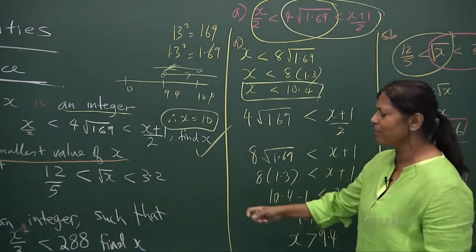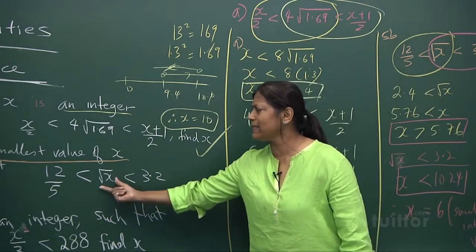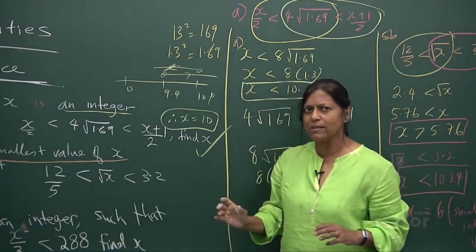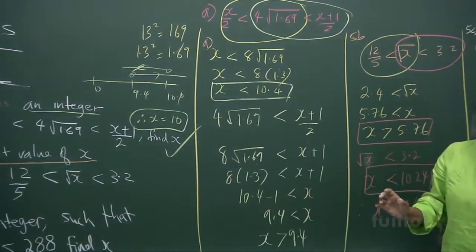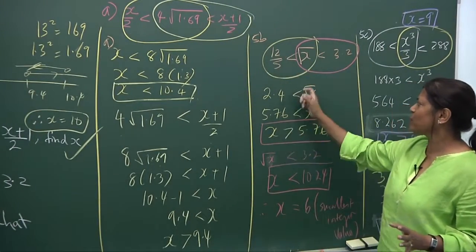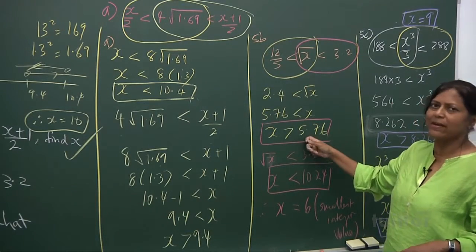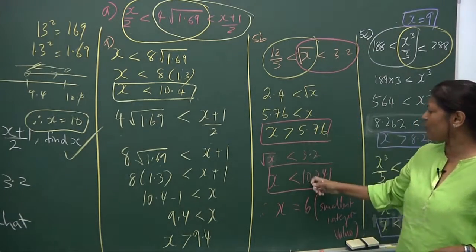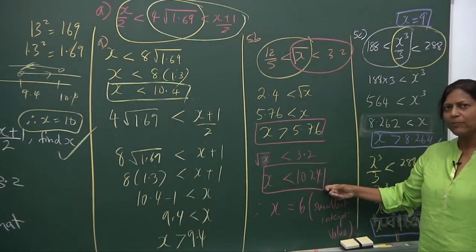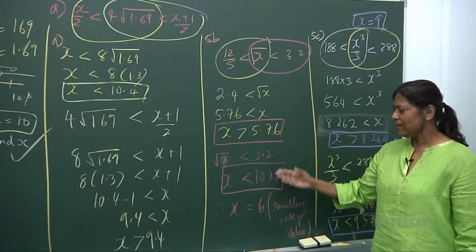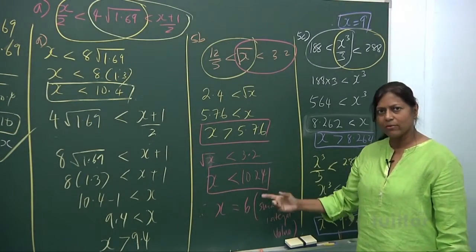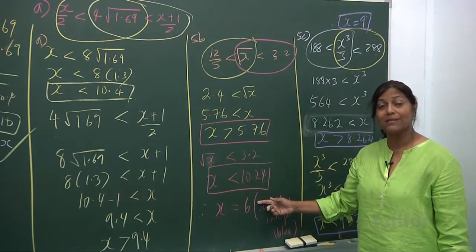In the second sum, you're given x to be the center, and they ask you that root x is between these two ranges. All you need to do is remove the square root. So you square this part, remove the square root, find that range. Look at this part, square it, find that range. x is between these two, so they want the smallest integer, x will be 6. If they want the greatest integer, x will be 10.